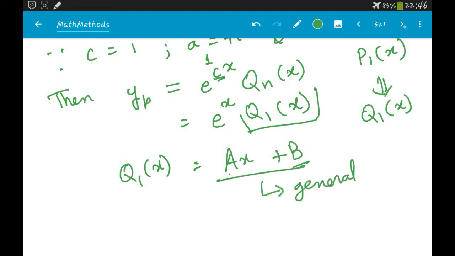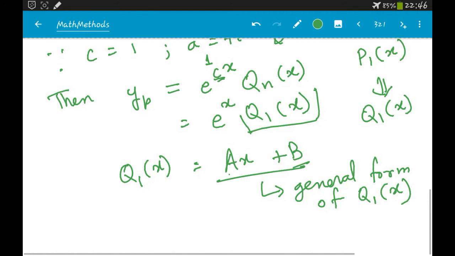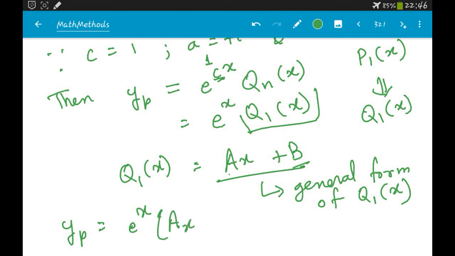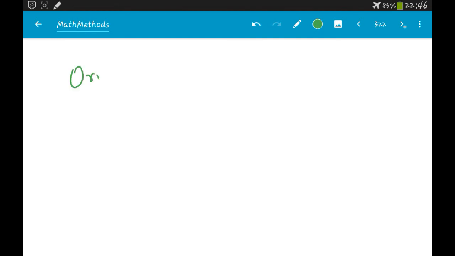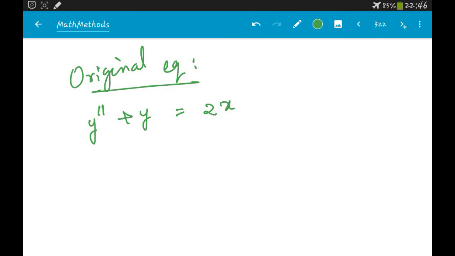This is the general form of Q1 of x. Okay, so now we do the same thing. Now our Yp is nothing but e power x into ax plus b. So if this is our Yp, then what we do is we substitute for Yp in the original equation. So what was the original equation? Original equation was y double dash plus y is equal to 2x e power x, and Yp is e power x into ax plus b. So let's substitute.